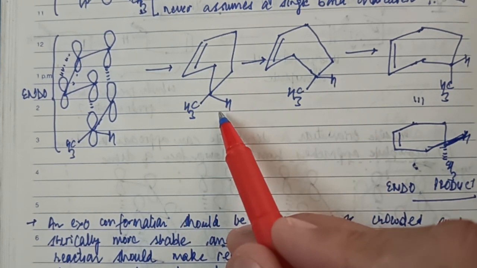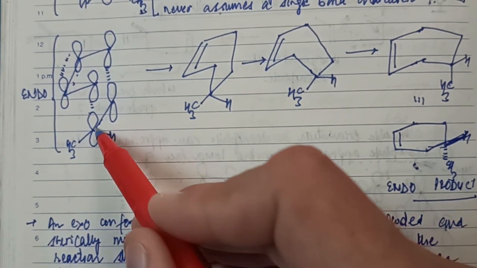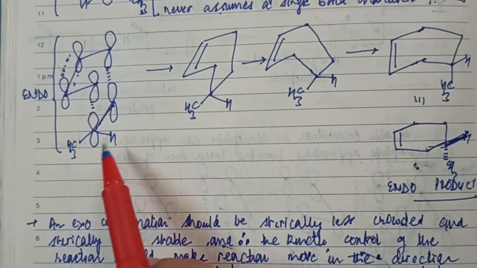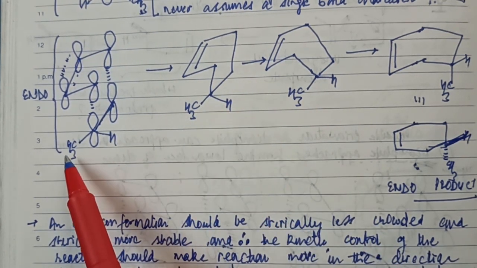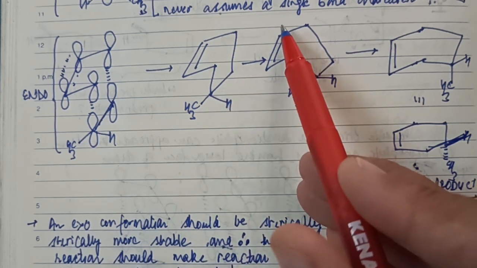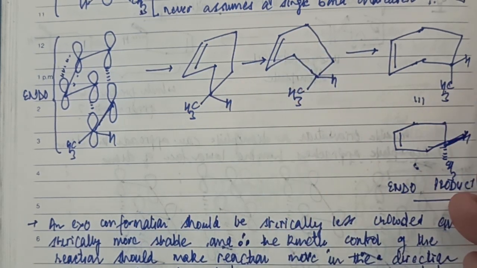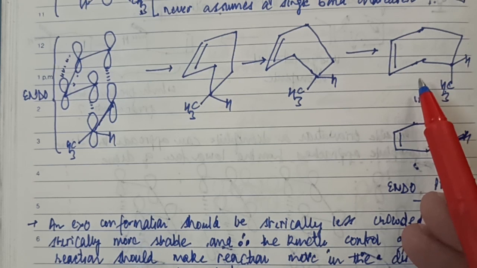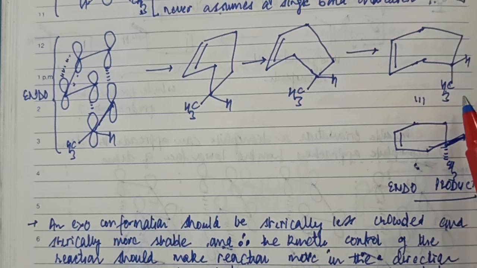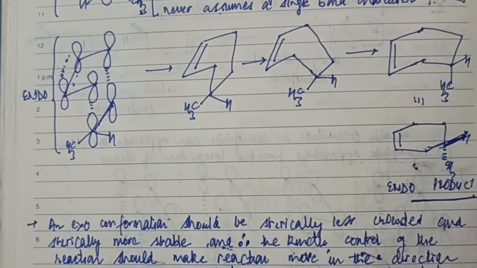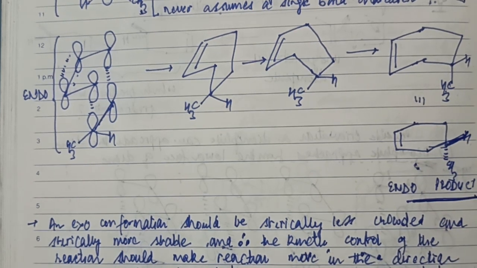Therefore, my product will be this one. Again, this bond never assumes a single bond character. Methyl and hydrogen cannot swap positions. Methyl will remain on the left as it was in the starting. You raise this flap, methyl will go down, hydrogen will go up. So if you write this in a cyclohexene form, then you can say in this product hydrogen is above the plane and methyl is below the plane. Hydrogen above the plane, methyl below the plane, and here we are indicating that this product is the endo product.